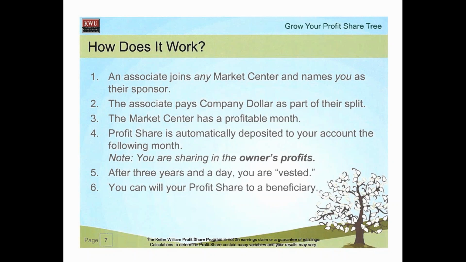So after 3 years and a day, you are vested. What that means is that once you've been here for 3 years and a day, you can leave Keller Williams, you can go to a competitor, you can retire, and that profit share will stay with you. When I looked at the summary from last year, there were quite a few who are no longer with us who got upwards of $10,000 in profit share last year. And should someone die before that 3 years is up, then you're automatically vested, and that profit share is willable, it goes to your beneficiary.